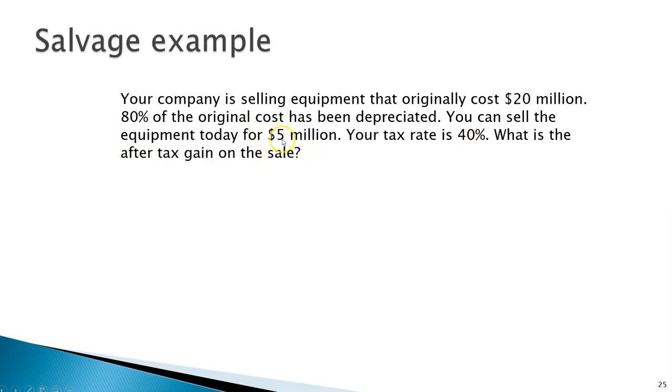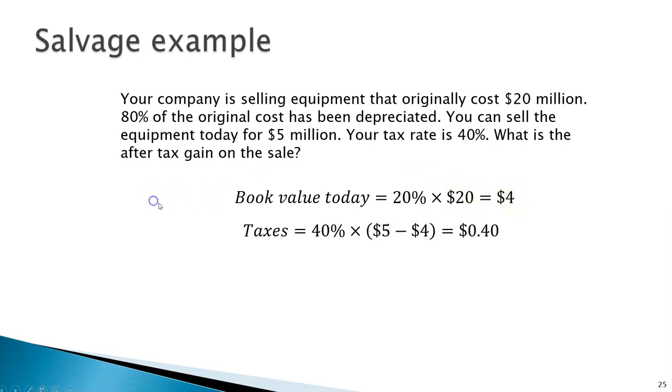All right, so I'm going to sell it for $5 million, but I have to figure out the book value today, because if I sell it for more than the book value, I have to pay taxes on the difference. Well, as we said, the book value is going to be 20% of the original cost. It's $4 million in this case. I sold it for $5 million, so I have to pay taxes on the difference. So 5 million minus 4 million, obviously 1 million. If I pay 40% of that, that's 0.4 million, $400,000 in taxes that I have to pay.